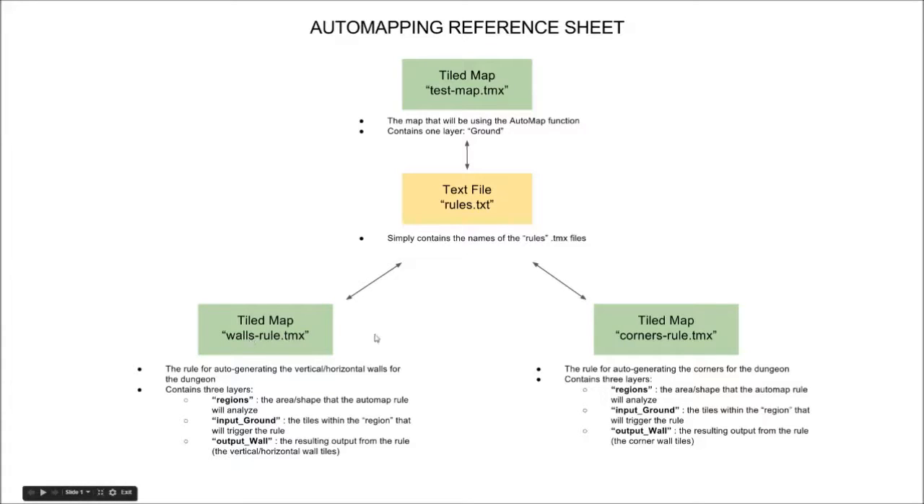The walls rule TMX is used for auto-generating the vertical and horizontal walls, and it has 3 layers. Regions, which is the section, the area that it's going to analyze. Input ground, which is the actual tiles within that section that's going to trigger the rule. And then output wall is the actual wall tiles that it's going to output. And similarly, the corners rule is going to have 3 layers: regions, input ground, and output wall, but it'll be creating the corner wall tiles.